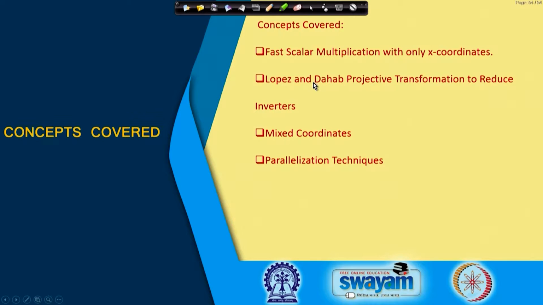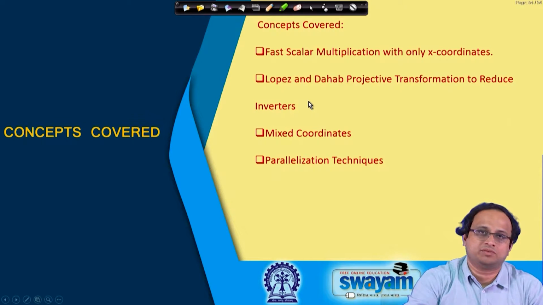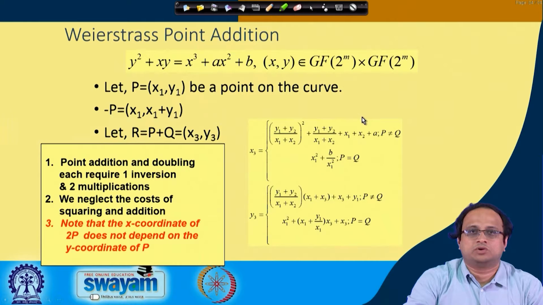So, we basically do not need the y coordinates, and that is a very efficient way of doing this operation. We shall be talking about projective transformations to reduce the inversions, which are very costly in terms of computations. We shall be looking into another alternative technique which is also adopted by some designers, called mixed coordinate systems, where one coordinate is kept in projective coordinates, whereas the other one is kept in affine coordinates. And then finally, we shall talk about parallelization techniques. So, let us see what we can cover.